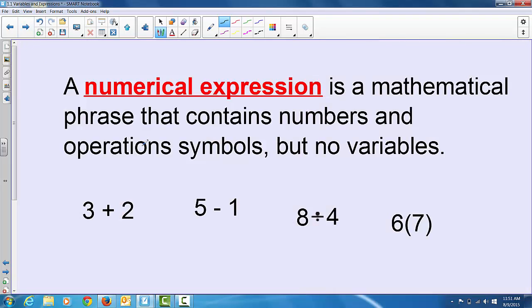A numerical expression is a mathematical phrase that contains numbers and operation symbols, but no variables. So if you look down here, we've got 3 plus 2, number and an operation symbol. 5 minus 1, number, operation symbol. 8 divided by 4, number and operation symbol. And the same thing over here. This is 6, and whenever you have a number up against a parentheses, that means multiplication. So 6 times 7, that is a numerical expression.